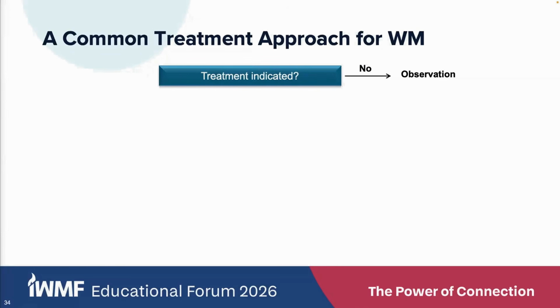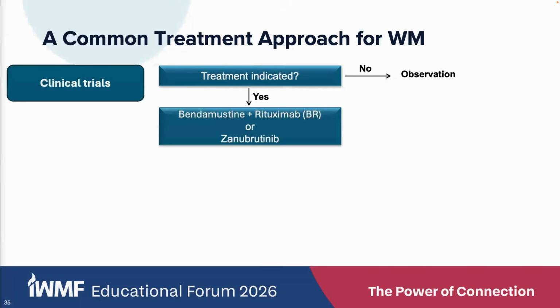Okay, so this is kind of my treatment approach, or a common treatment approach. This is not saying this is the only right treatment approach. There's a lot of generalization here, but just to give you an idea of what we recommend for most patients. The first question is: treatment indicated, yes or no? If no, then we just watch and observe. We don't do treatment. If treatment is indicated, we really should think about clinical trials.